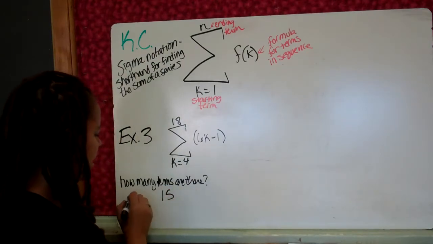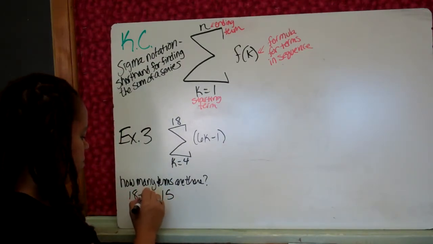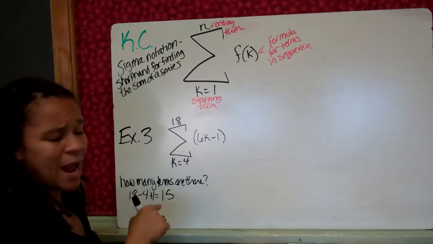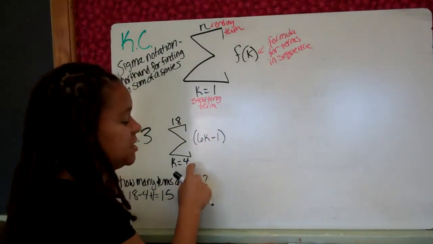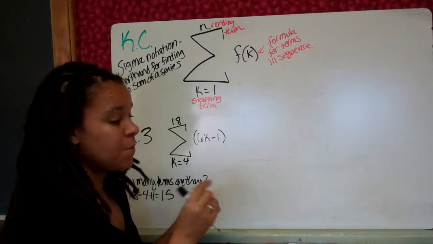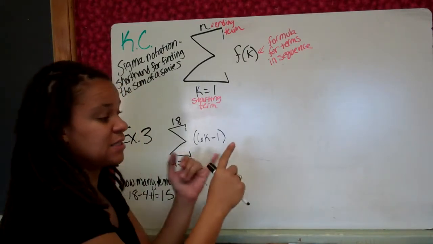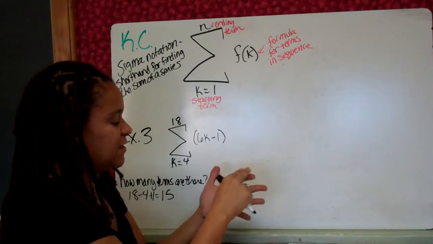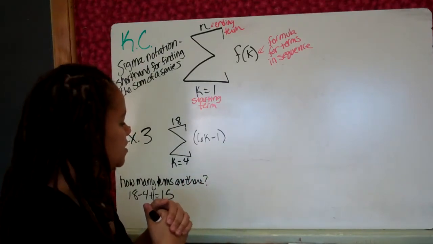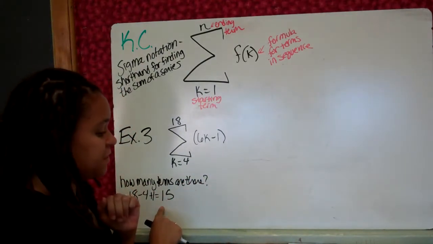And you may be asking, why am I adding 1? If I just take 18 minus 4, that's just the difference between them. But remember, I actually need to use 4. So that's like saying 4, 5, 6, 7, 8, 9, all the way up to 18. So keep that in mind. So I know that there are 15 terms.